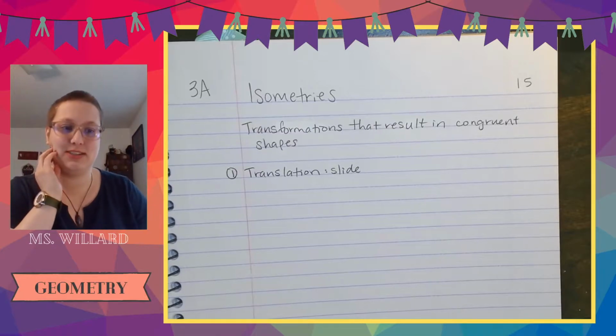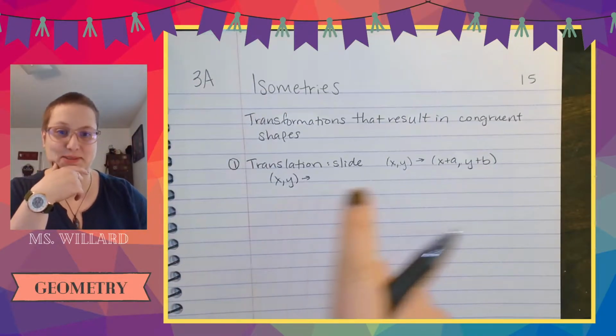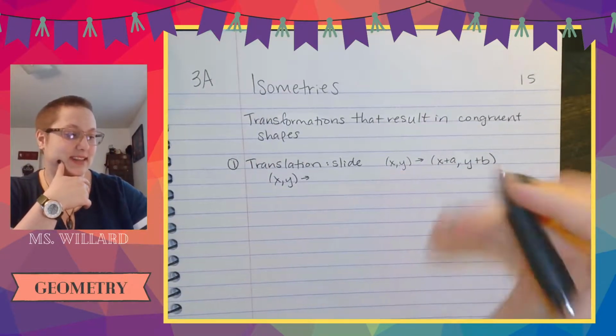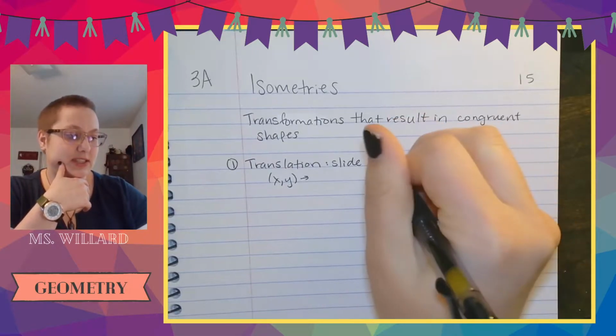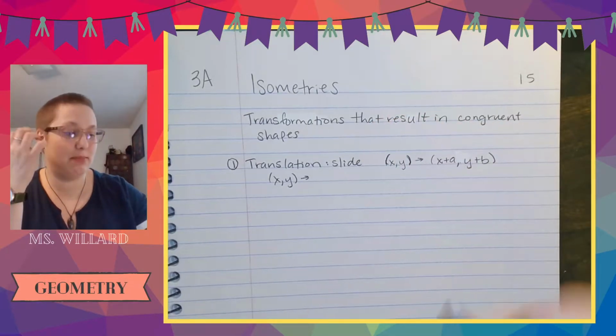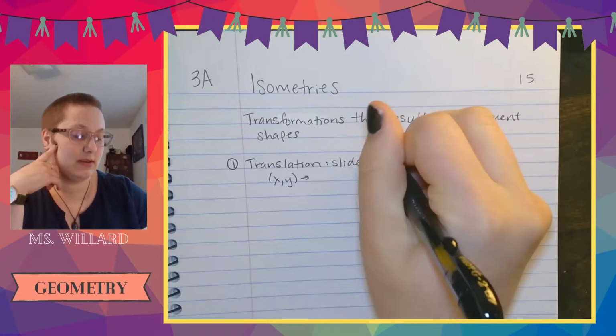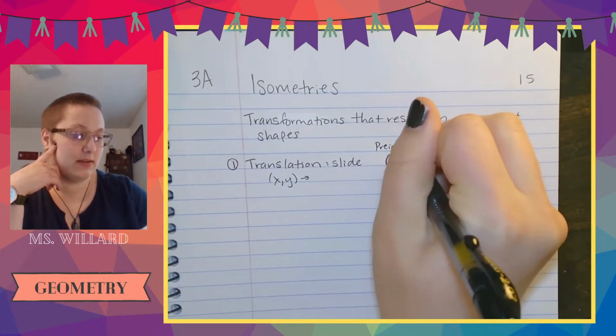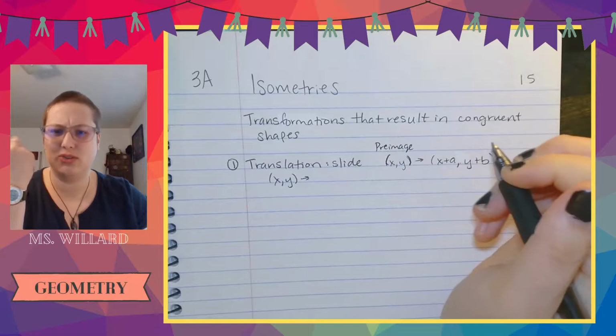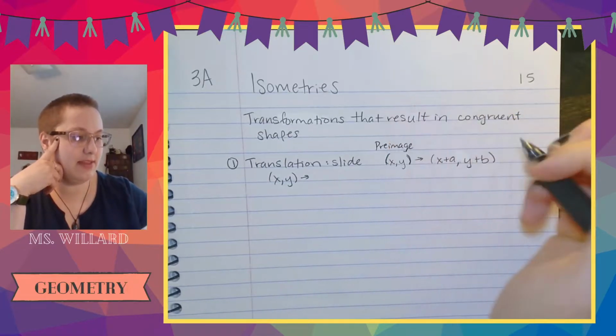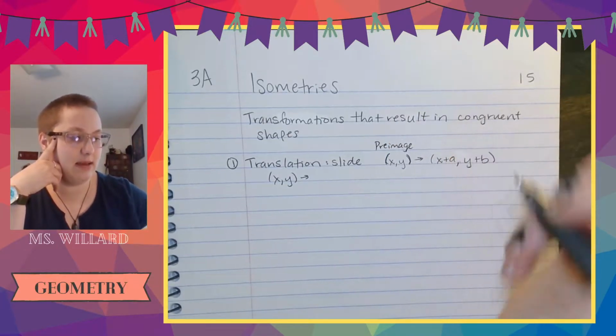So here's what a translation looks like. I started writing it down here, but don't worry about that. Okay, so it looks like this. It goes XY, which is the original shape. It's called the pre-image. It's the OG triangle usually. And then it goes to the image.